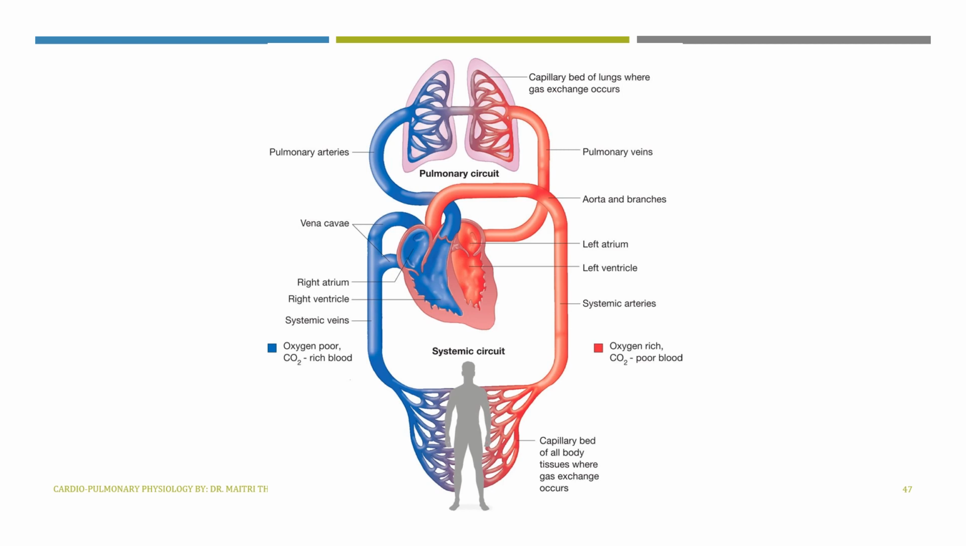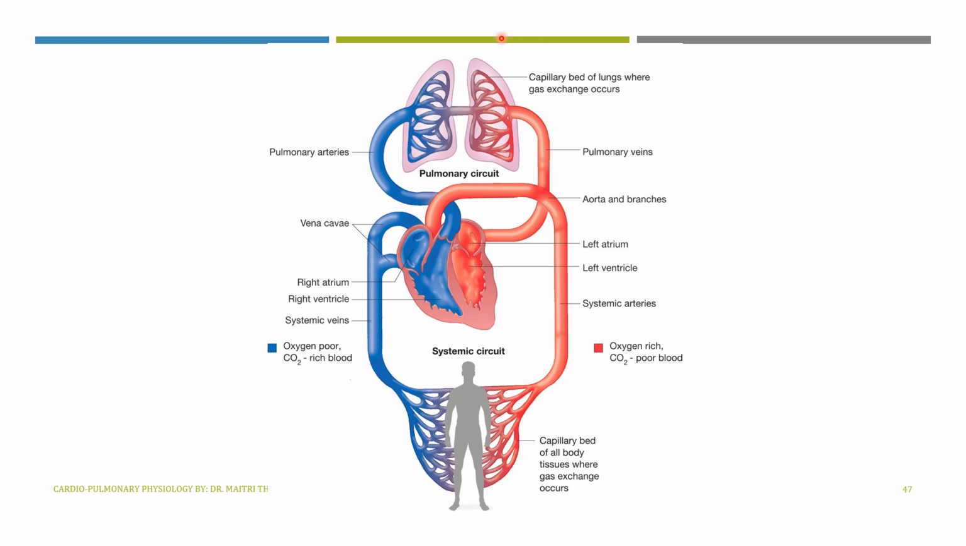Now let's quickly understand the blood circulation in our body. From the entire body, the deoxygenated blood, the blue one, CO2 rich blood, will come to our right atrium via the veins. All the veins empty into the superior and inferior vena cava, and the vena cava empties into the right atrium. Now from the right atrium, blood will go to the right ventricle through the tricuspid valve. From the right ventricle, blood goes into our lungs via pulmonary arteries.